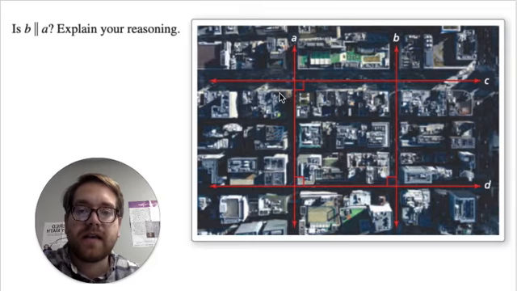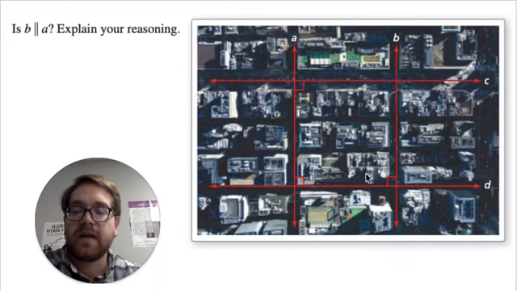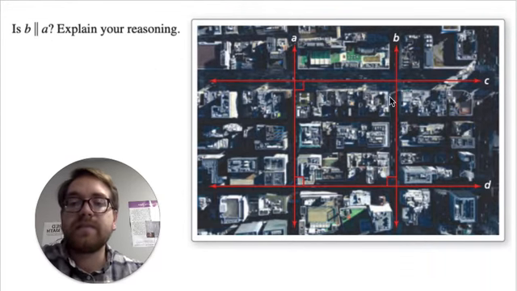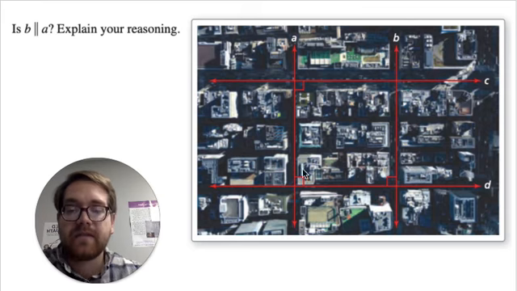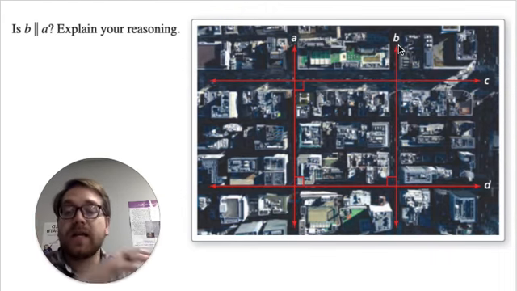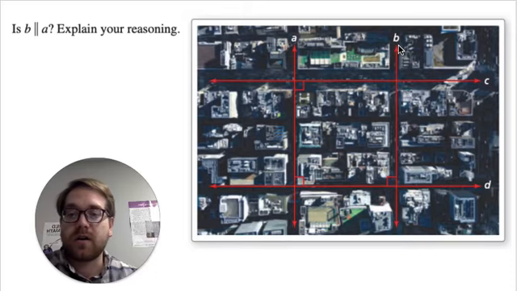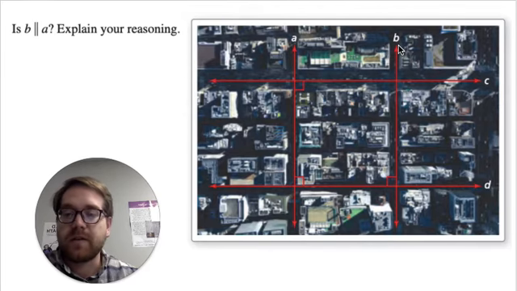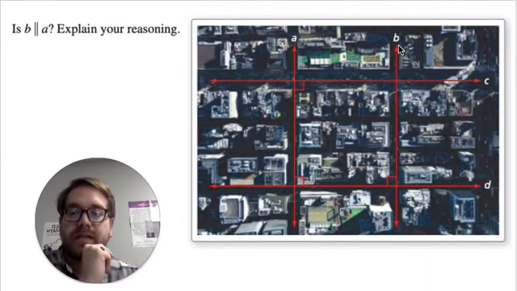We're told that A is perpendicular to C here, A is also perpendicular to D, and B is perpendicular to D. And the question is, is B parallel to A? We don't know for sure if B and A are parallel to each other. There's nothing in our figure that's indicating that. And so we want to see, is that true based on the other information that we have? And we'll explain our reasoning.